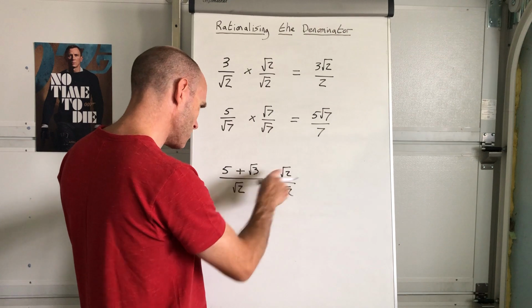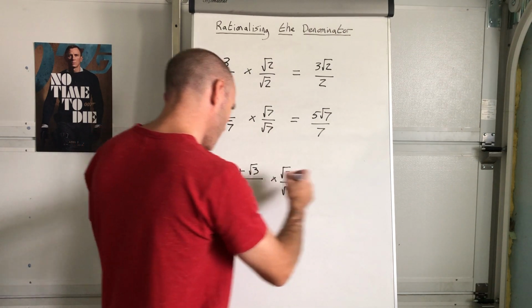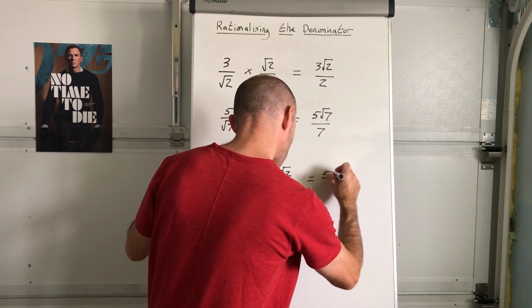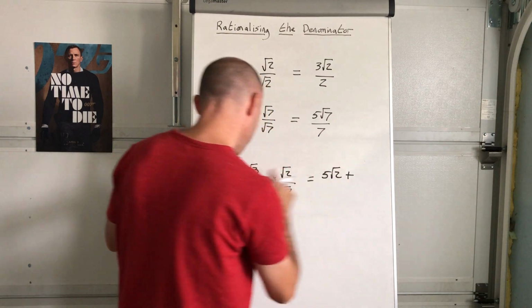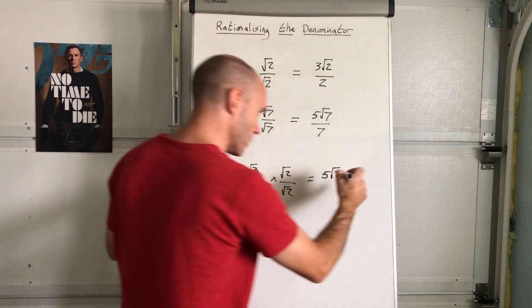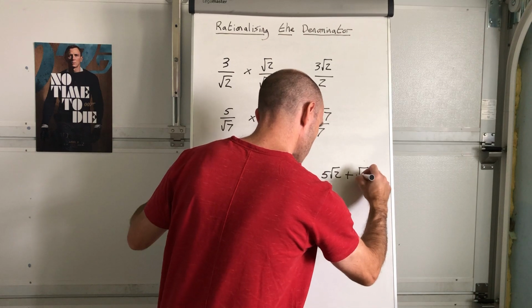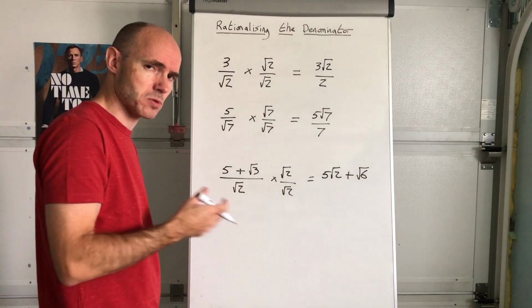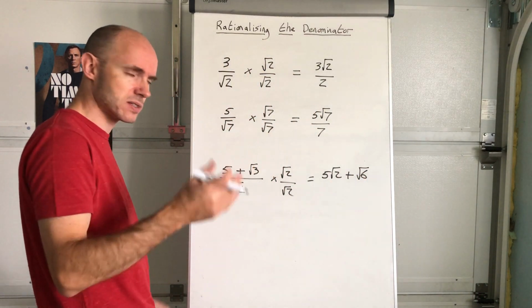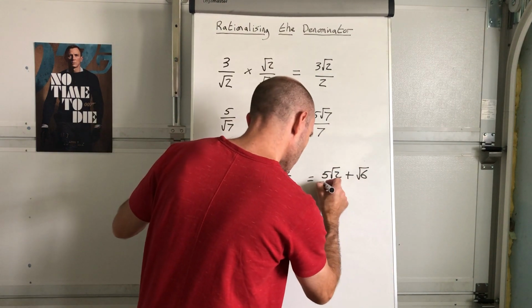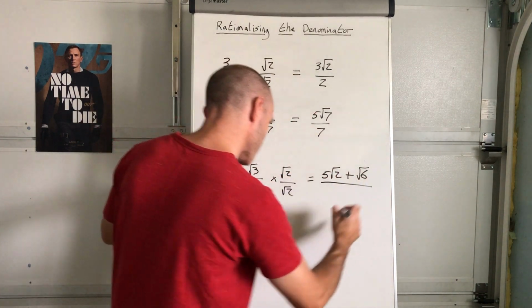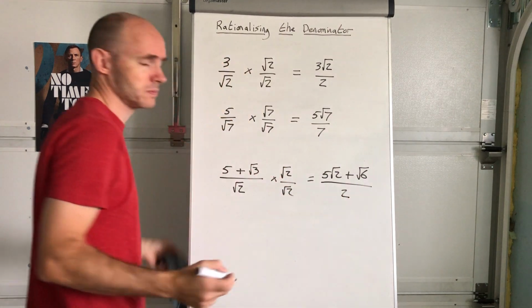So multiply the top by root 2, we're going to get 5 root 2, and then here you could leave it as root 3 root 2 if you want, but I often write it as root 6, just that it's easier to write root 6 than root 2 root 3. Okay, you can't actually simplify root 6 as a surd, so it's generally best to leave it like that. And on the bottom you've just got 2, okay, and that's it.